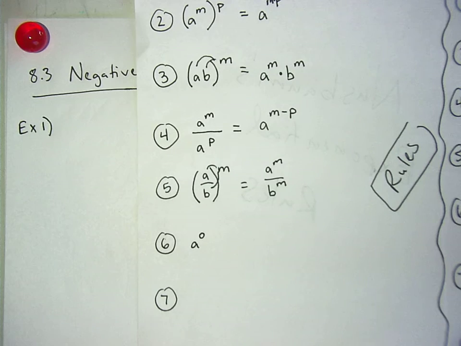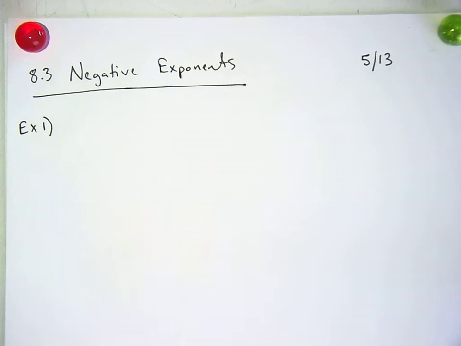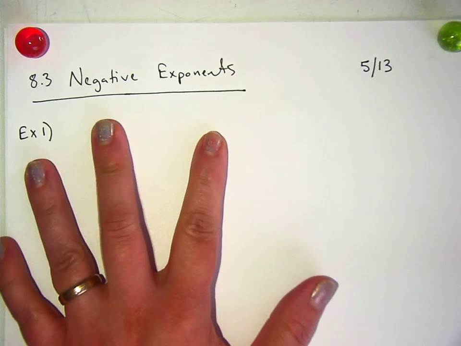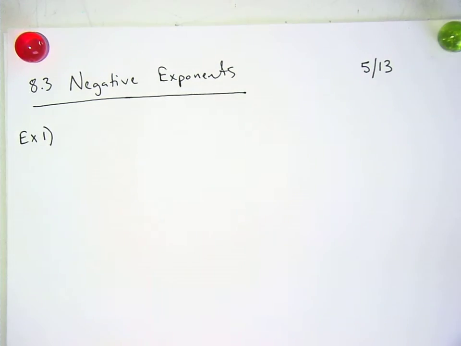All right, recording now. So I've got negative exponents is the title of today's lesson, 8.3. We are in the little packet here. Remember, you can pause anytime if you're watching this video.